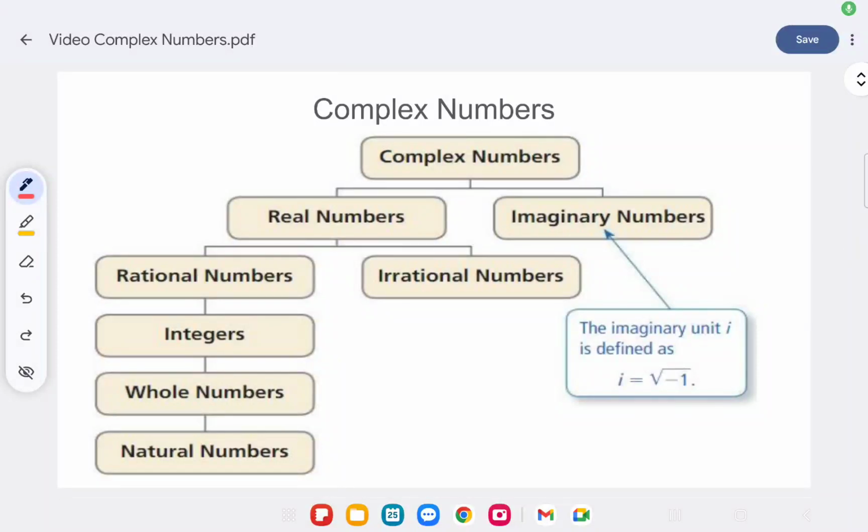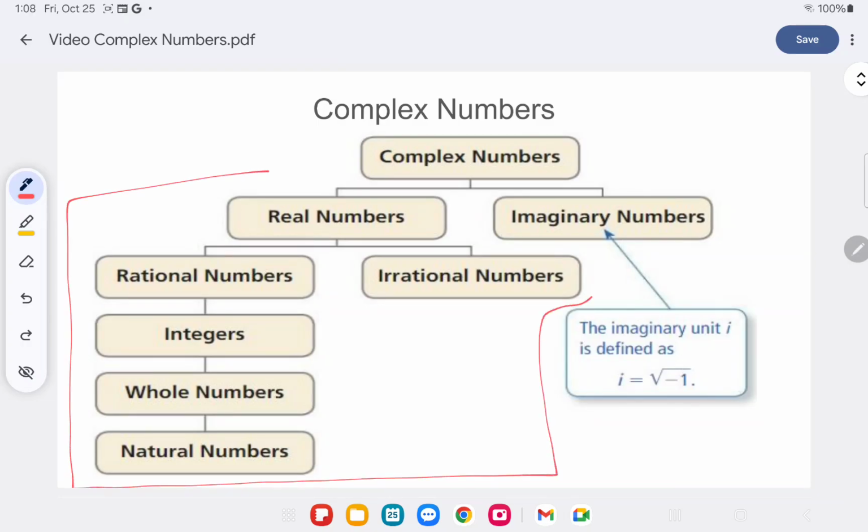Let's talk about complex numbers. So far in math, you have mostly talked about the real number system, where all numbers were divided into two categories, either rational numbers or irrational numbers. Rational numbers being any number that could be written as a fraction, irrational numbers being numbers that have decimals that do not repeat, there's no pattern to them, and they never end.